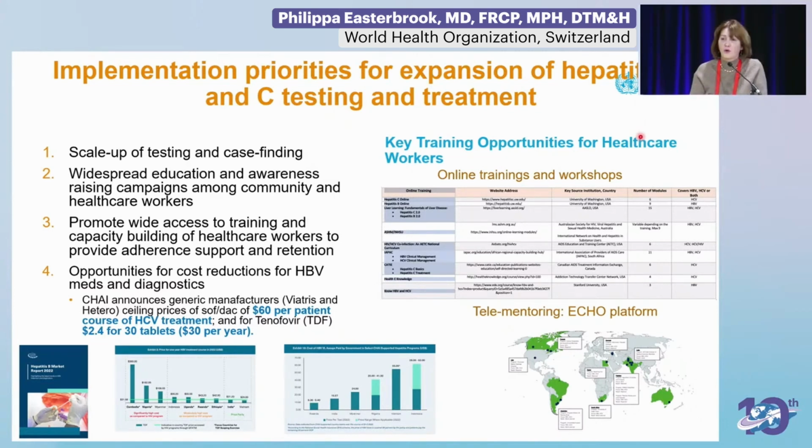And the wonders of WhatsApp or WeChat, as Jidong Jia was reminding me, really an excellent way to support those at peripheral facilities. And then the opportunities for cost reductions for Hep B medicines and diagnostics, and CHAI with their recent market report and launch in May 2023 of $30 per year for tenofovir treatment. So really, no country should be paying more than that, and that's a very useful benchmark. We still see a lot of variation across countries in diagnostics, so a lot more work to be done on that.